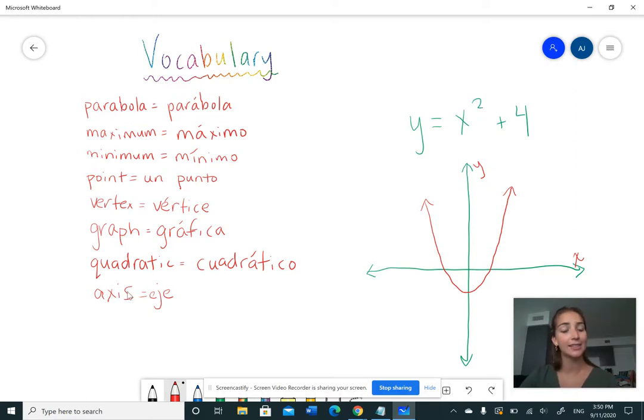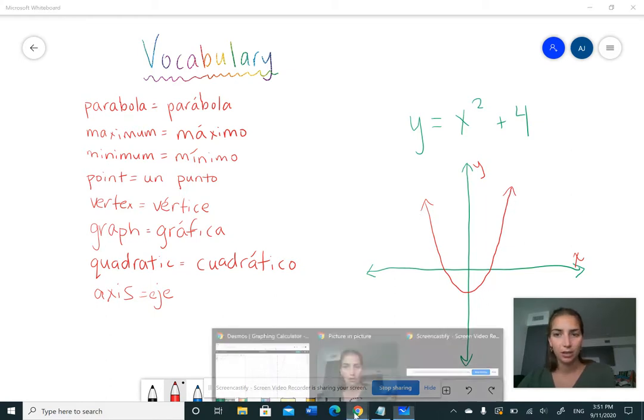And the word axis significa eje. And there are two axes on a graph. We have our y-axis, which is vertical, goes up and down. So this right here is our y-axis. And we have our x-axis, which is left and right. It's this horizontal line right here. So we have our x-axis and our y-axis. And then our parabola is this U-shaped graph.